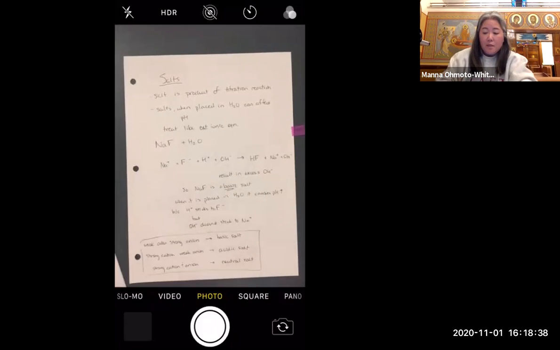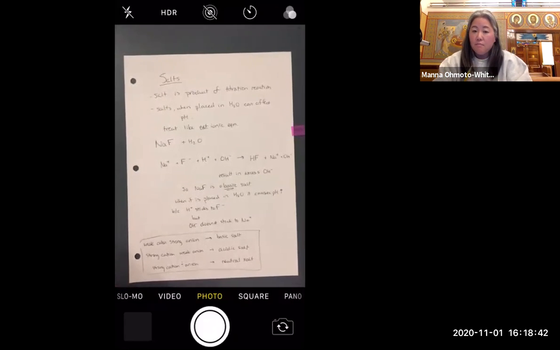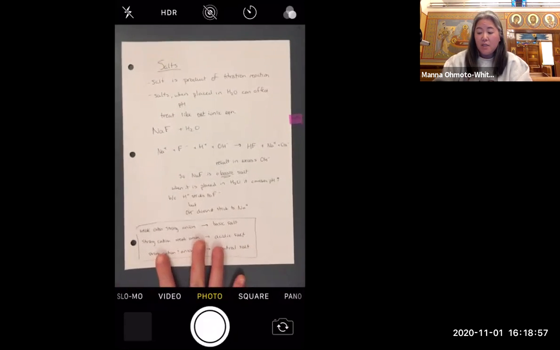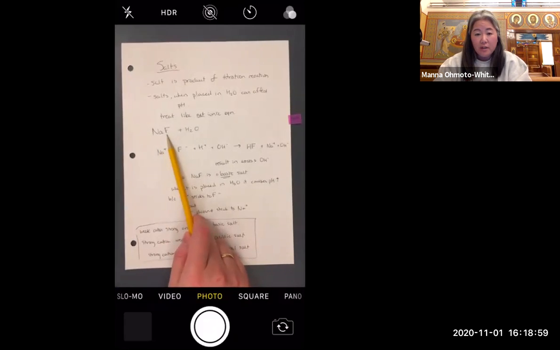Salts. So salt is a product of a titration reaction. It's any ionic compound that results from a titration of an Arrhenius acid and an Arrhenius base. Salts, when they're placed in water, can also affect the pH, so I can treat it like a net ionic equation. So let's say that I have sodium fluoride and water.